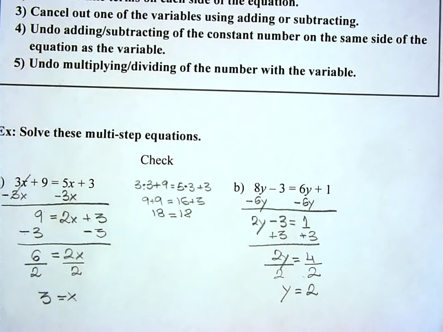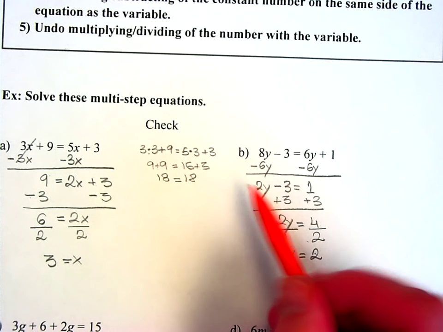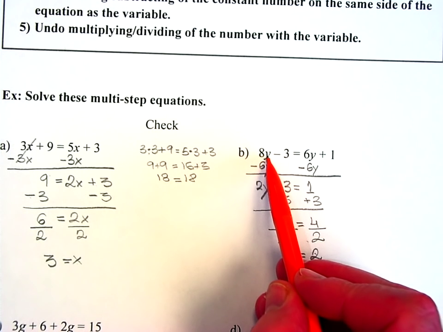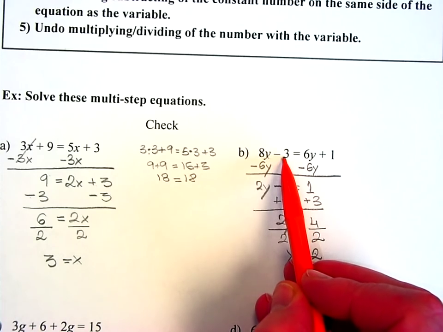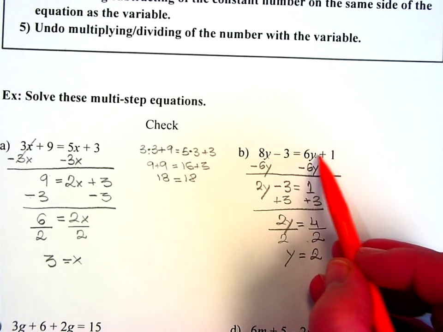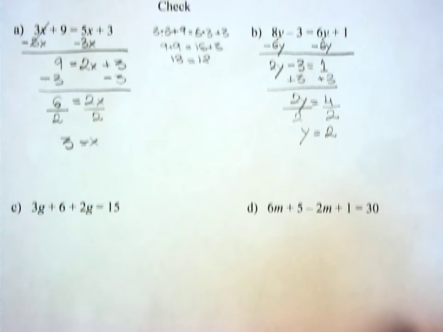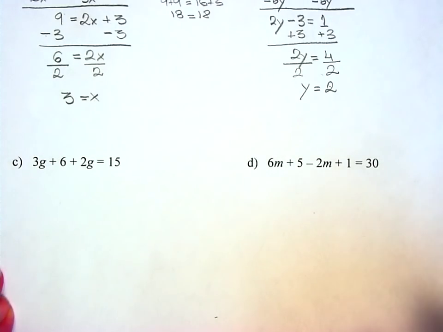And again, if we check this, we can do it even in our head. We can just think 8 times 2 is 16, minus 3 will give me 13. And here, if I have 6 times 2 is 12, plus 1, that's 13. So I get the same on both sides of the equation. It's always good to double check our final answer.